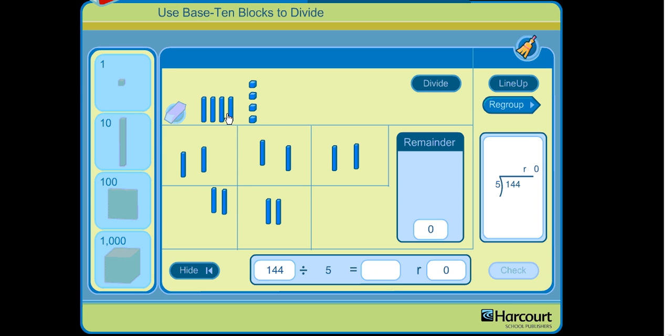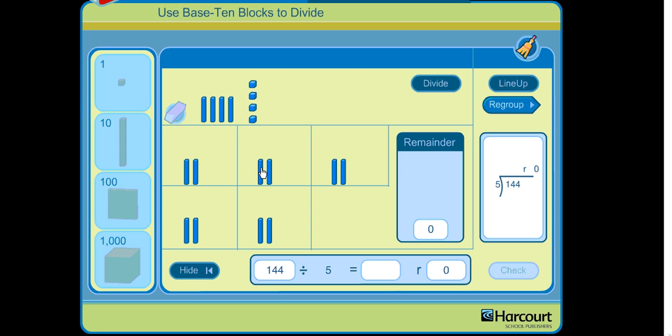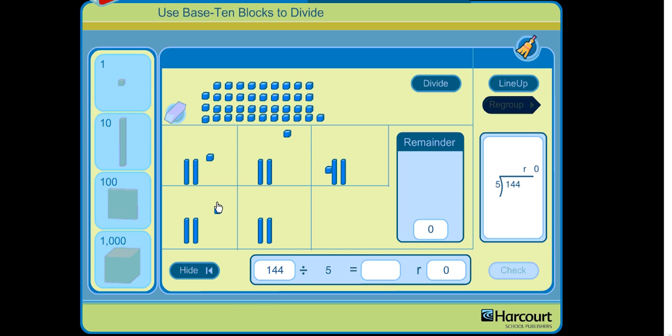So I have 1, 2, 3, 4 tens left. I know I have 5 kids, so I'm going to have to regroup those. So I hit line up. Each child right now has 2 groups of 10. So I'm going to regroup these. I'm going to break them up into just individual cookies and not groups of cookies. So the ones. So now I have 44 ones here. And now I'm going to go back to the 1 for you, 1 for you, 1 for you, split up.